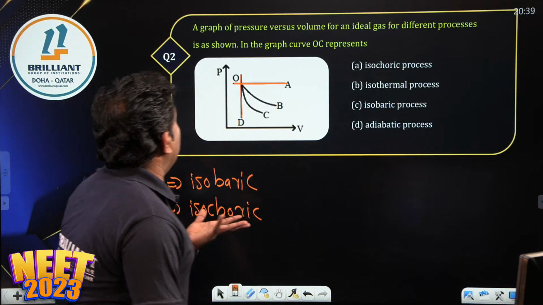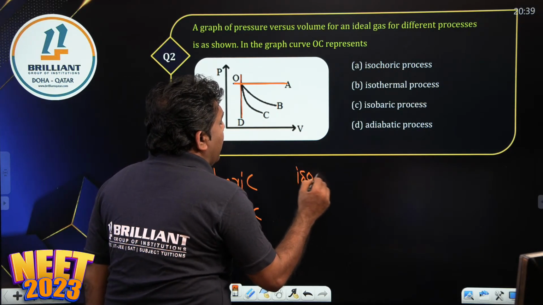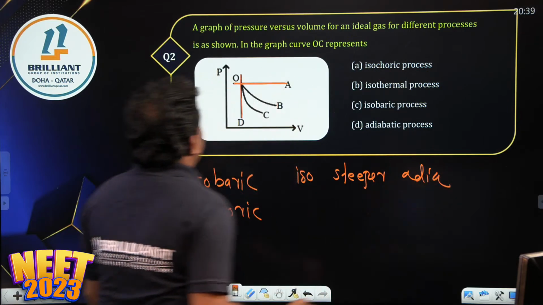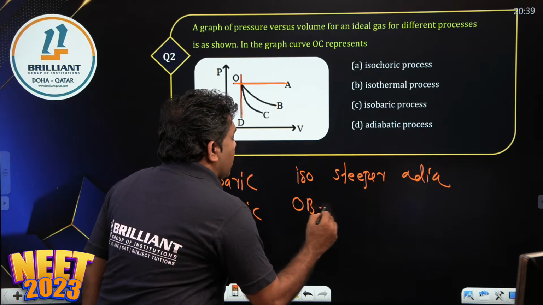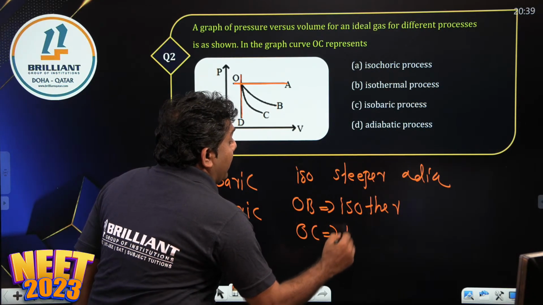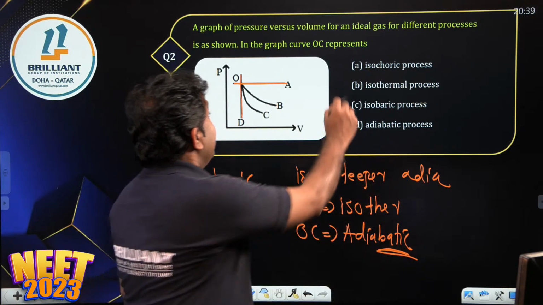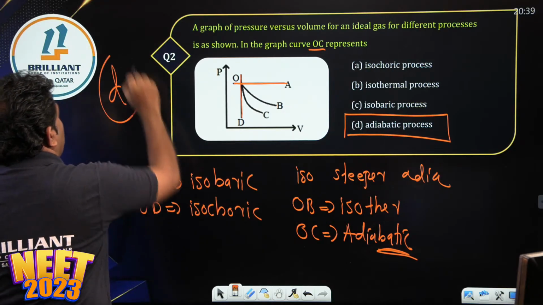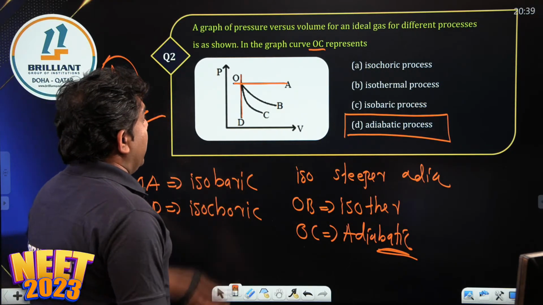Now we have OB and OC. Which is steeper? We studied that the isothermal curve is steeper than the adiabatic. So if we consider that, OB is steeper than OC, so OB represents isothermal and OC represents adiabatic. They are asking what OC represents, so it is an adiabatic process. The right answer is option D. Many of the students answered this question correctly in the classroom.